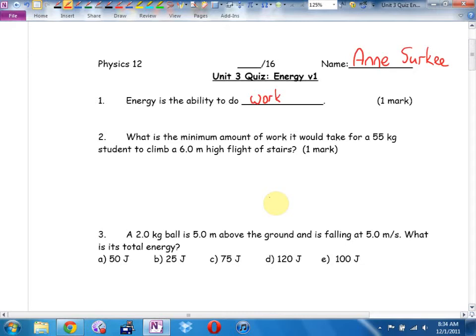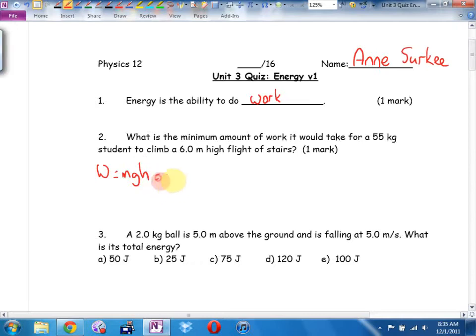What's the minimum amount of work that it would take for a 55-kilogram student to climb a 6-meter-high flight of stairs? The reason I said minimum is there are friction forces in the direction of the ramp of the stairs. We're going to ignore those. Minimum, you're having to increase your potential energy. You're having to resist gravity in that direction. You're gaining potential energy, and that work is coming from your muscles, which is coming from the food that you ate.